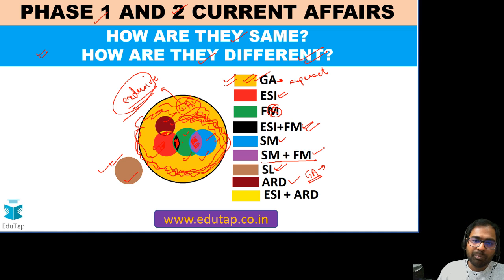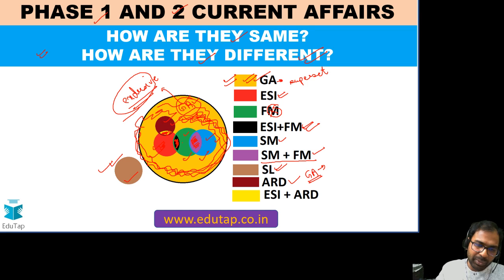How are they same? Because there are many questions which are based on ESI current affairs, they can be asked in GA. There are questions based on finance current affairs, can be asked in GA. There are questions based on ARD current affairs, can be asked in GA. There are questions based on security market current affairs, can be asked in GA. I'll show you those questions also.